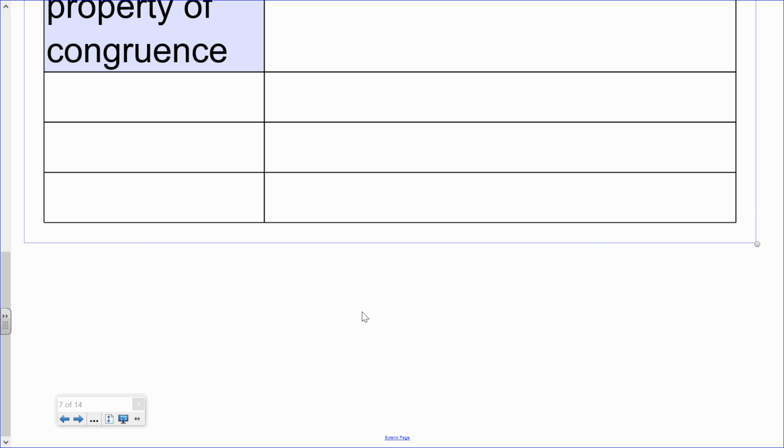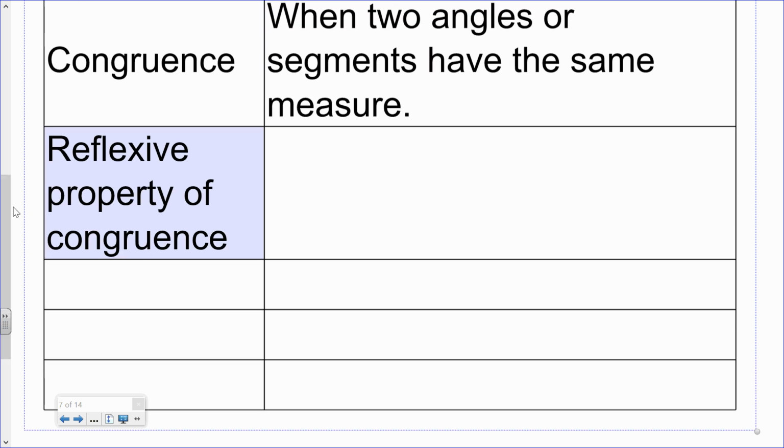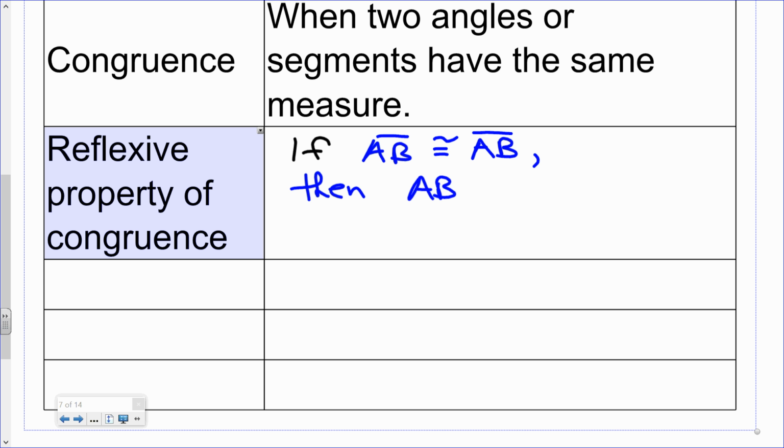Thank you, Chang. If, watch this now, write this with me. If segment, let's say segment AB is congruent to AB, then, ready? Then segment AB is congruent to segment AB. In other words, anything is congruent to itself.